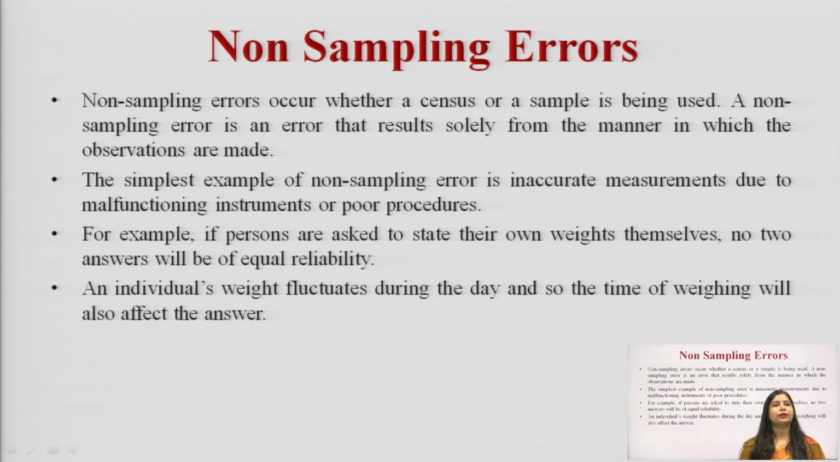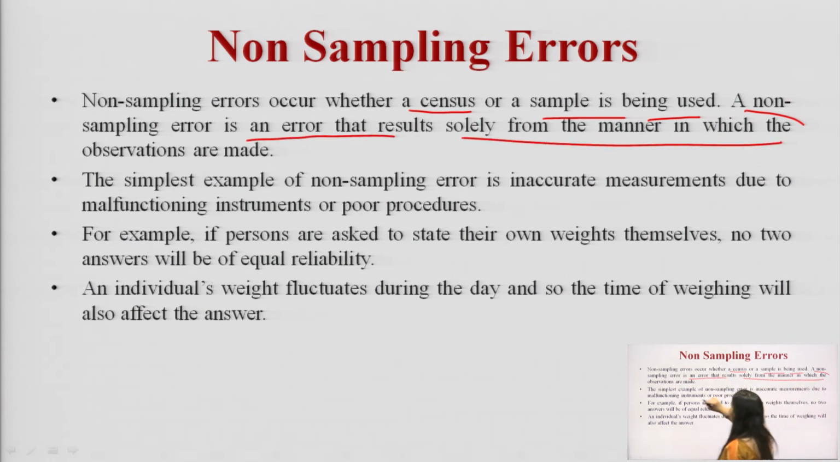This type of error happens in the sample. What is a non-sampling error? Non-sampling error occurs when a census or a sample is being used, and it is the error that results solely from the manner in which the observation is made. It happens because of how people have observed; there is a mistake in the observation.